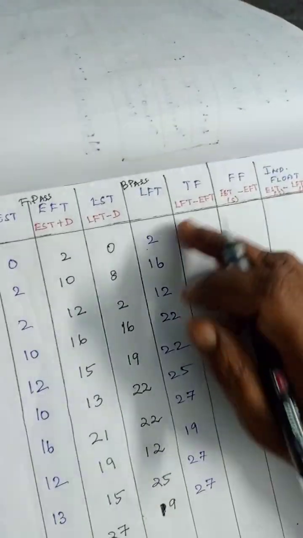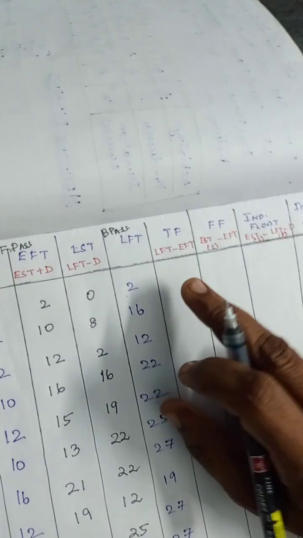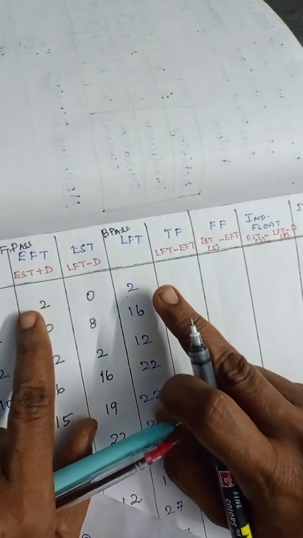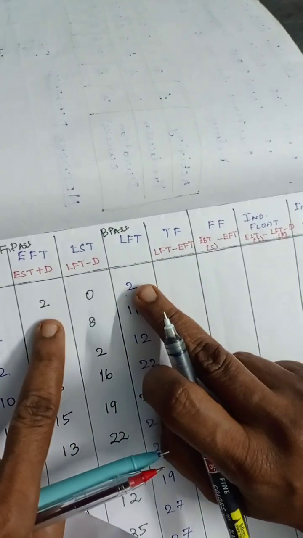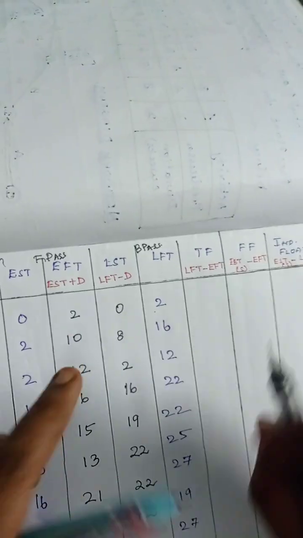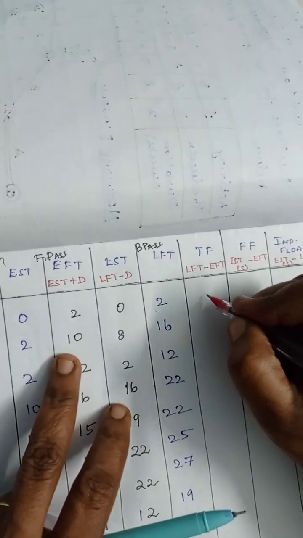Next you have to calculate the total float. Total float is calculated using the formula LFT minus EFT. LFT is this and EFT is this. 2 minus 2 is 0.